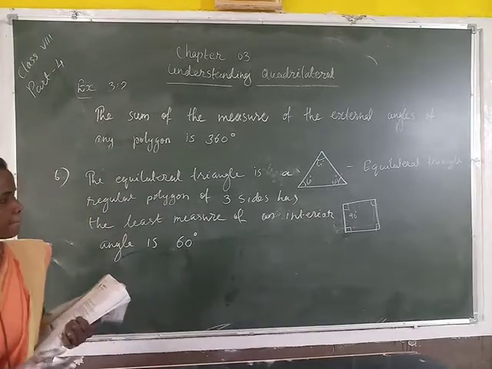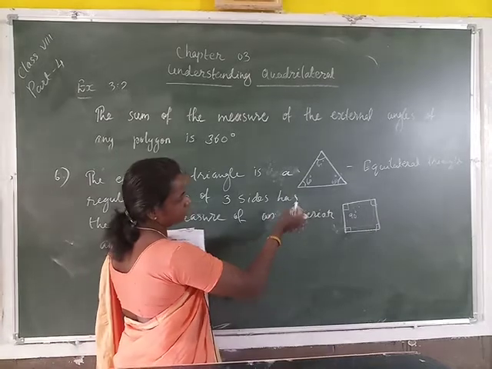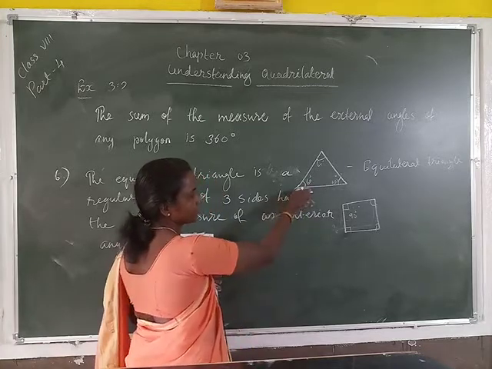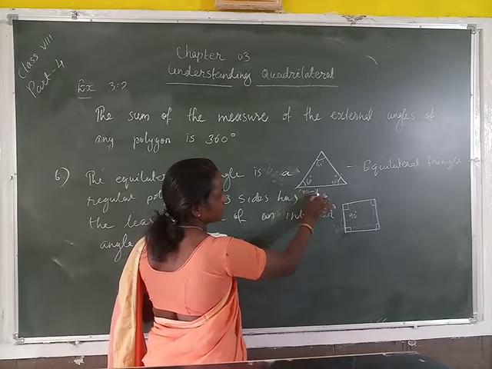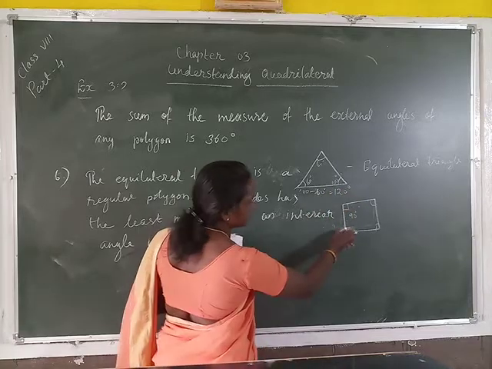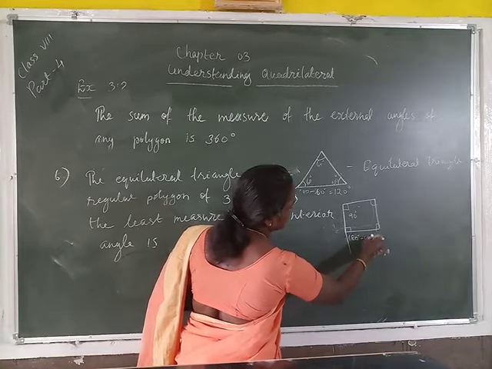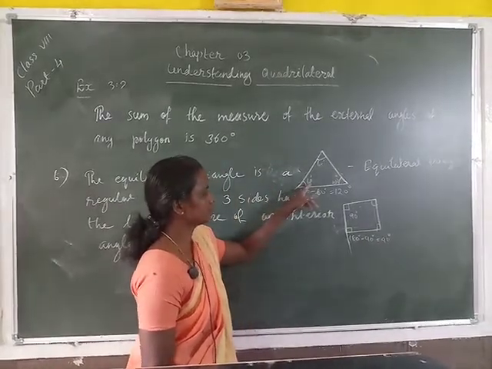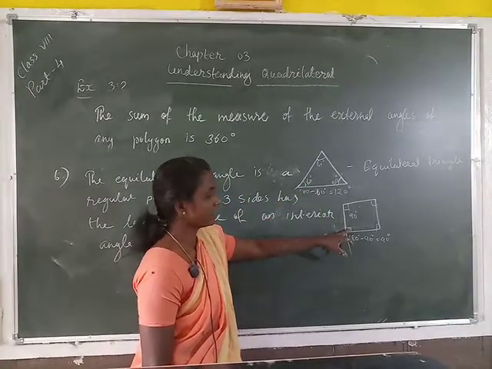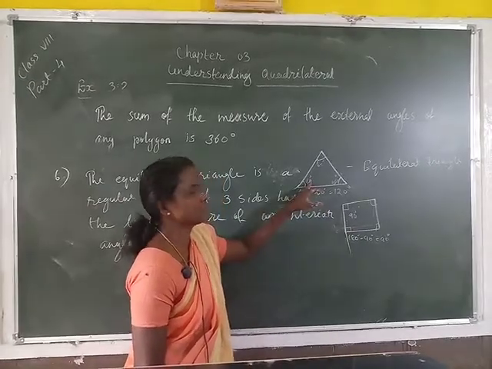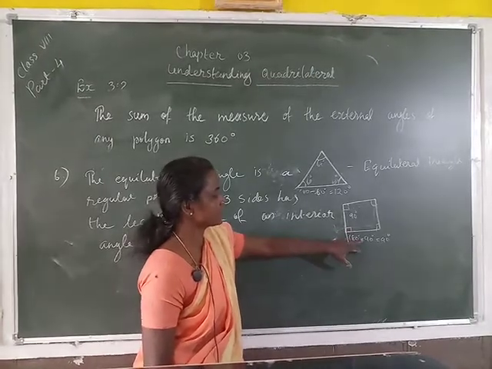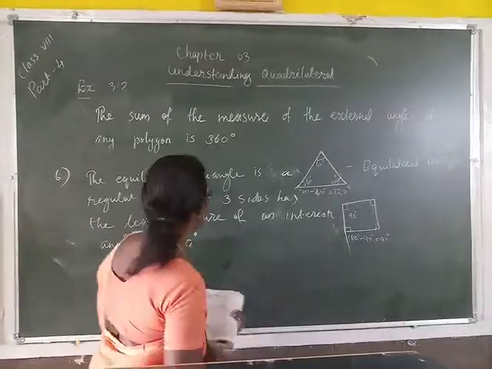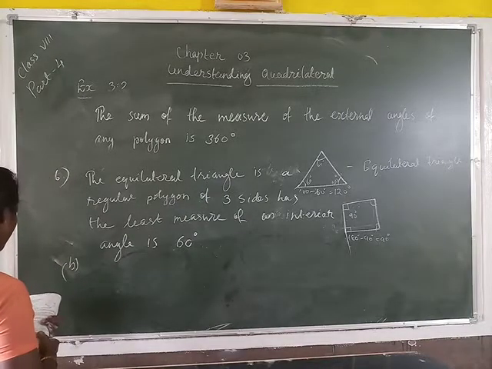Here, look, this is 60 degrees. Then what is its external angle? 180 minus 60 degrees equals 120 degrees. Here 180 minus 90 degrees is 90 degrees. Here the interior angle is 60, here 90. As the interior angle increases, the exterior angle decreases. Here 60, then here how many degrees? 120 degrees. Then part B: what is the maximum exterior angle possible?